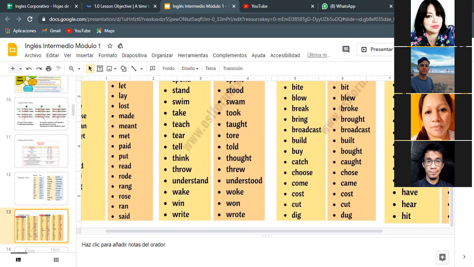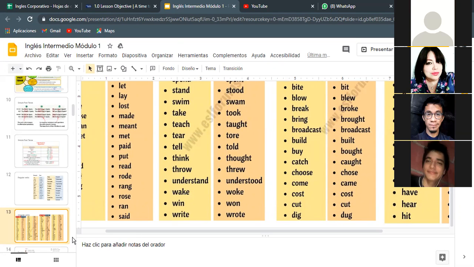Good. Think, what is think? You know what is that one, right? I think that you know. So thought is going to be for Elvis. Okay. I thought about my mom yesterday. Good, thank you.